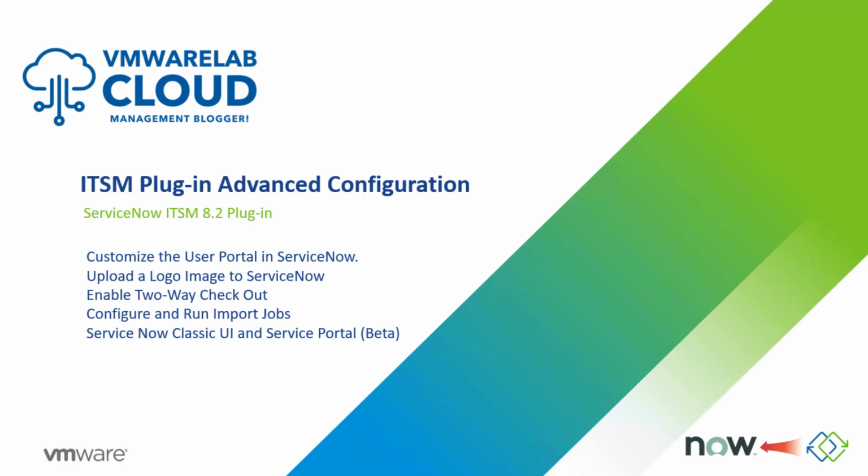This is where you can select multiple items before you submit the request, and then looking at configuring and running the import jobs manually or on demand. There are certain use cases and scenarios where you would need to do that. And finally, touch on a beta feature in the ITSM 8.2 plugin, and that is being able to leverage the native ServiceNow classic UI or service portal instead of the user portal that is provided by the plugin. So let's start by diving into each of those topics.